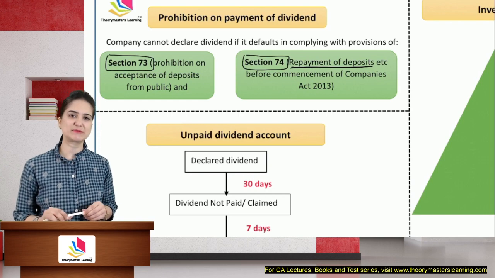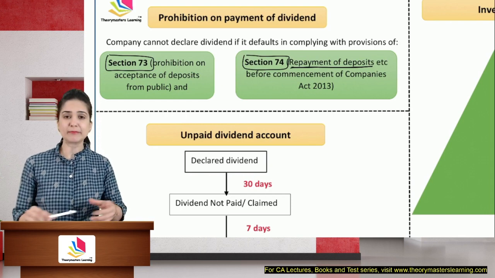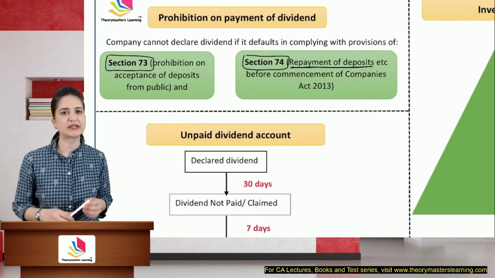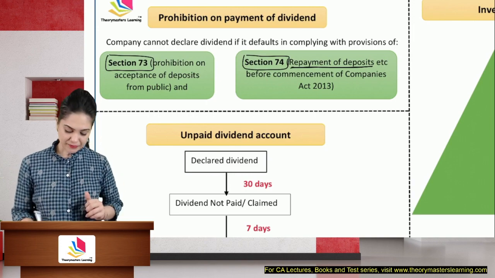So it can be asked as a case-based question where they will mention that the company has defaulted in paying the public deposits. It wants to declare dividend. Can it do so? Your answer will be no.